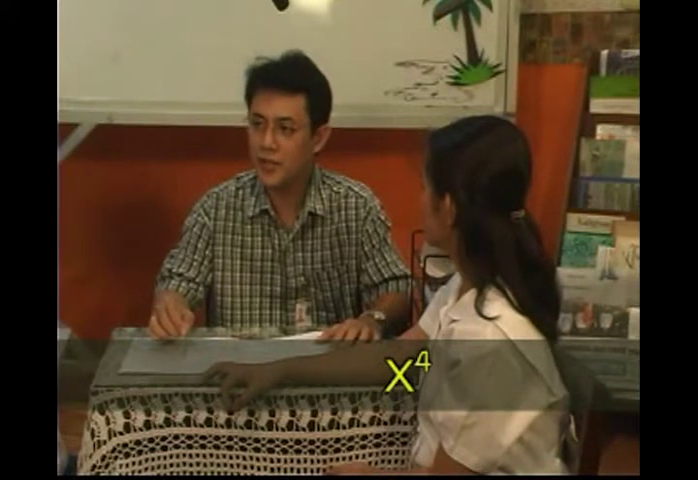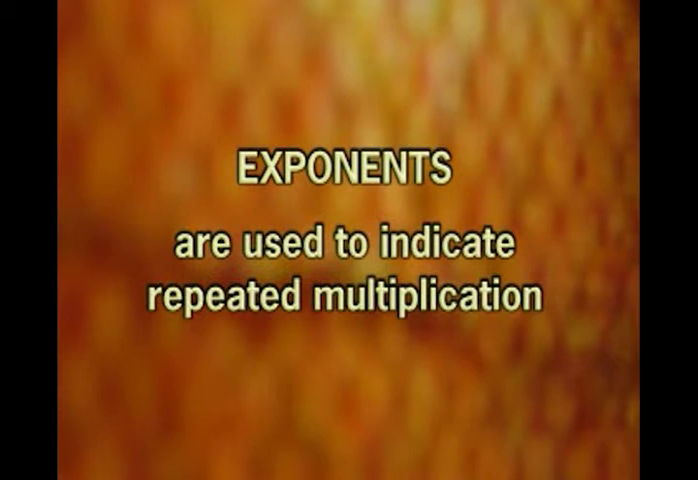I often see letters with small numbers on the upper right portion like this. What do those numbers mean? Those numbers mean repeated multiplication. In algebra, we use powers and exponents to write repeated multiplication.